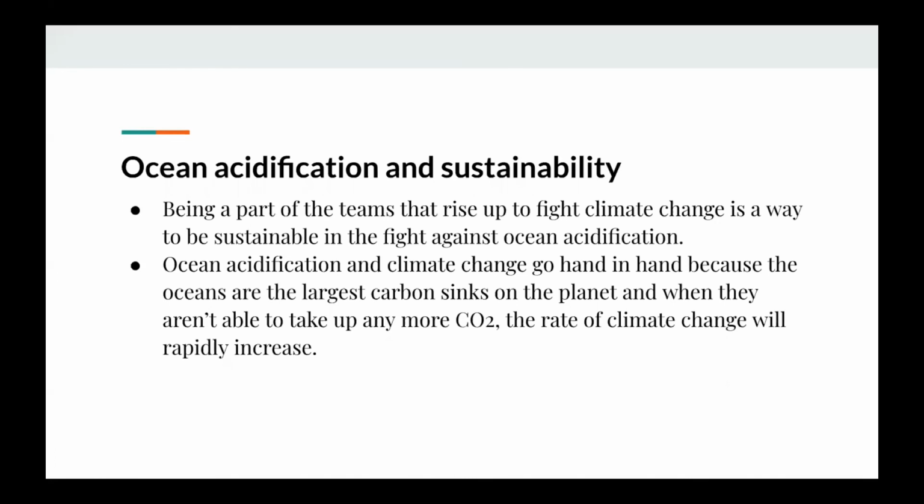One more thing about ocean acidification is that it is one of the most significant environmental issues today, and it is causing great harm to marine life. As a sustainability club, we believe in improving the quality of human life and the life of other organisms on the planet while taking care of the environment at the same time.